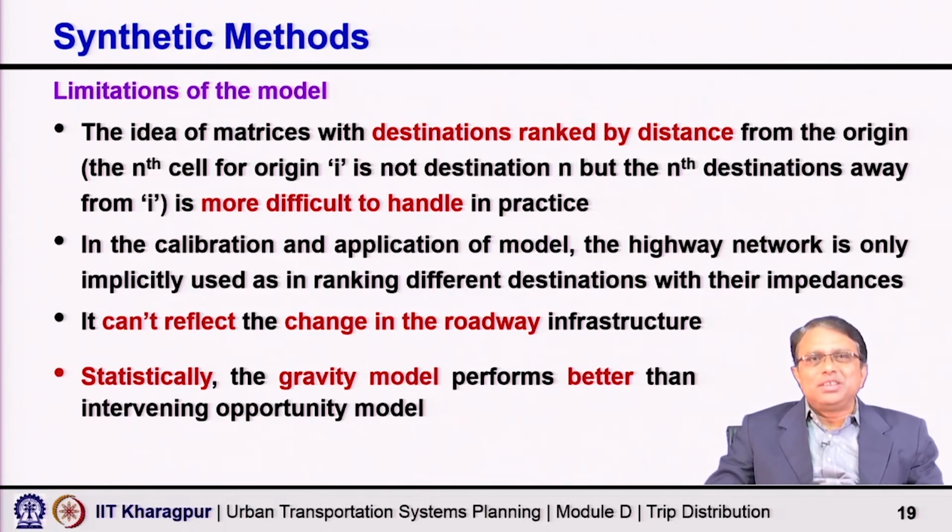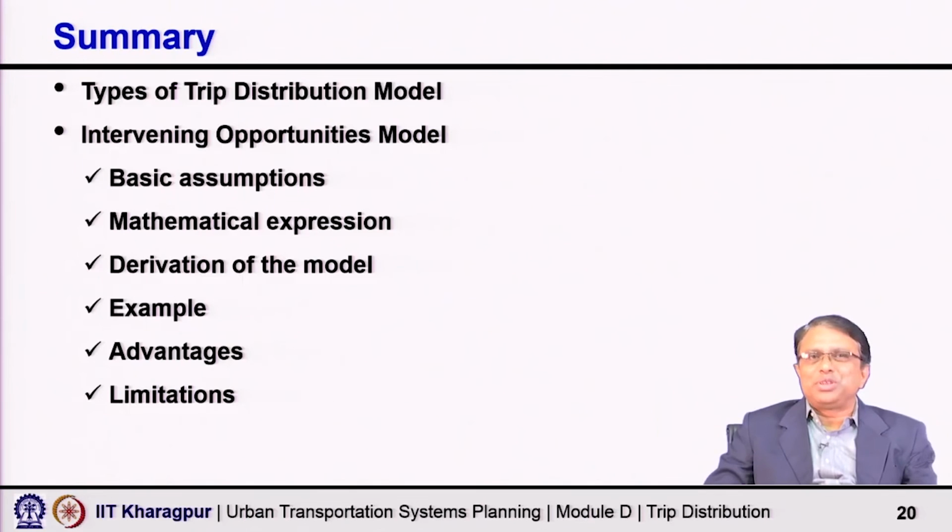It can't reflect the change in the roadway infrastructure. You cannot simply say I modify the transport network, and see how it is going to change. And generally, gravity models are found to perform better than this intervening opportunity model. So, altogether, what we discussed here is the types of trip distribution models and, in detail, the various aspects of the intervening opportunity model, including an example and talking about its advantages and limitations.